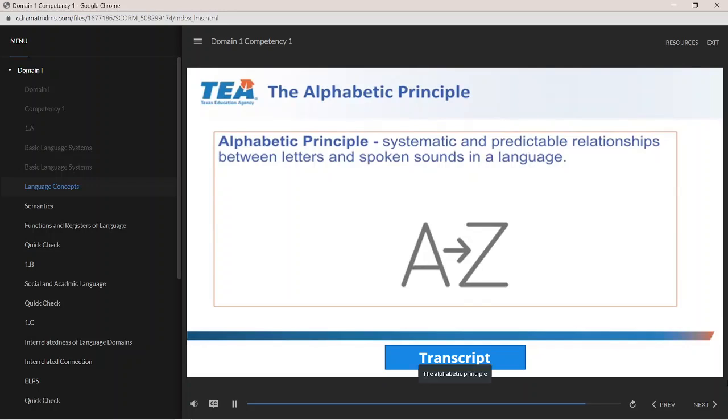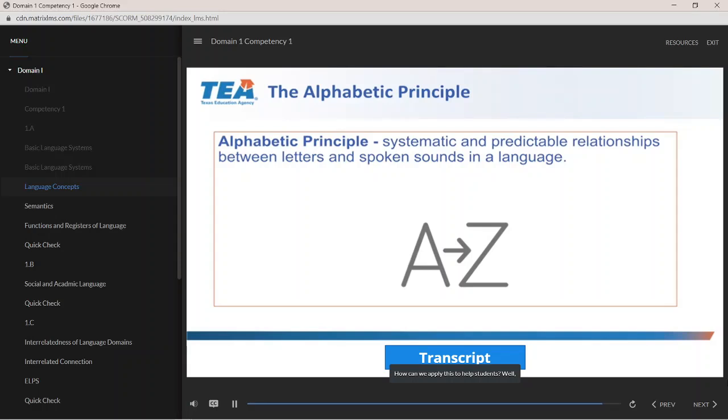The alphabetic principle is simply the systematic and predictable relationships between written letters and spoken sounds in a language such as English. It is important to note that not all languages are alphabetic in principle. This is further explained in Domain 2, Component 5.C.